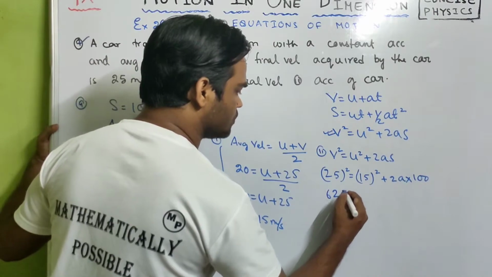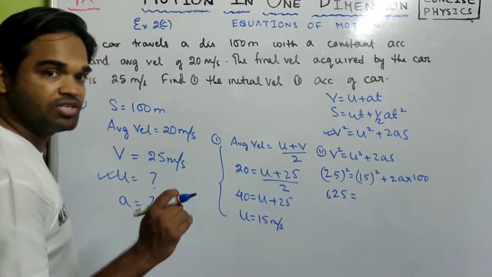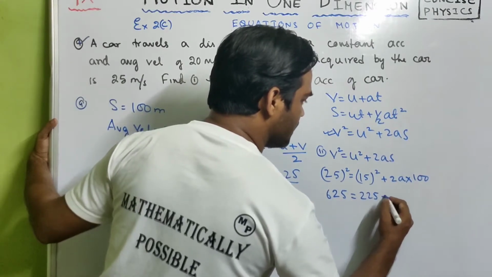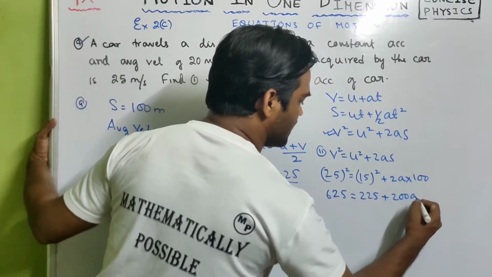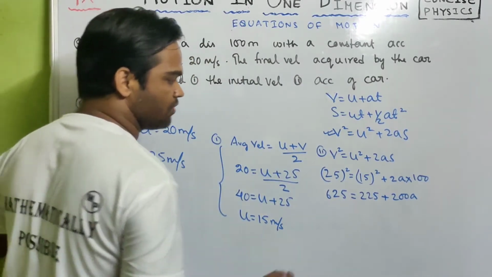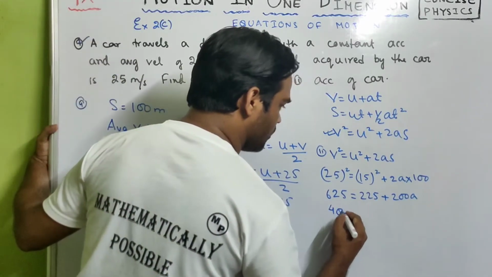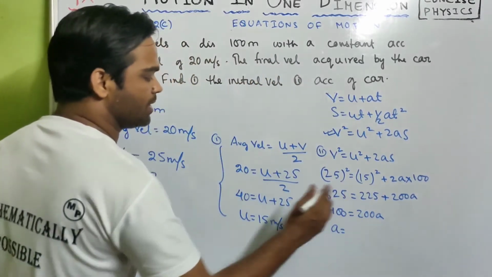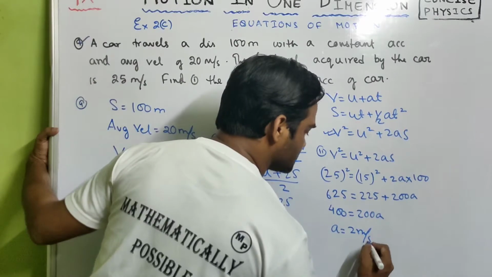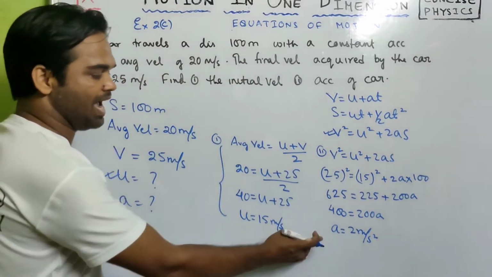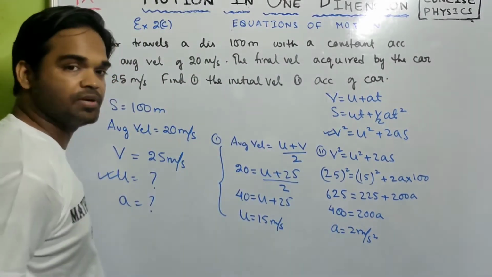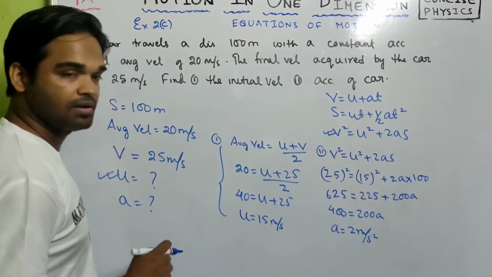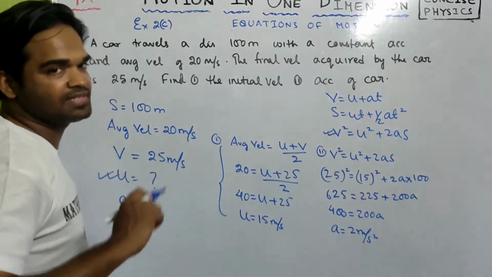25 square is 625. 15 square is 225 plus 200A. Now 625 minus 225 will give us 400 equals 200A, which means A will be 400 by 200, that's 2 meter per second square. So the acceleration of the car will be 2 meter per second square and the initial velocity will be 15 meter per second. Now let us see the next sum.